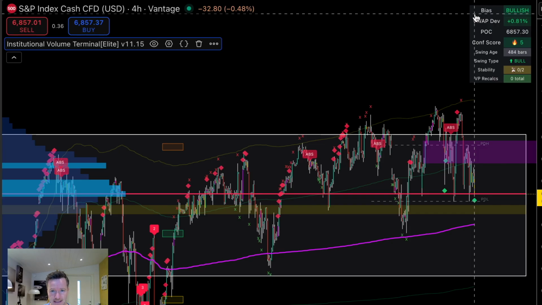This is between the 0.618 and the 0.65 Fibonacci retracements. This is acting as a magnet for price action. You can see how price keeps gravitating back to this area.